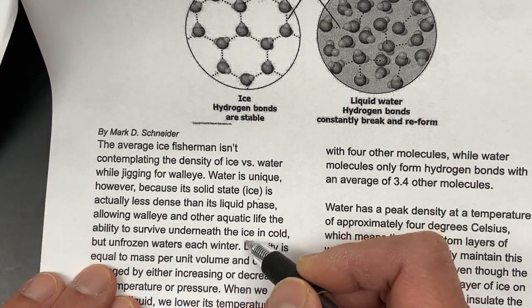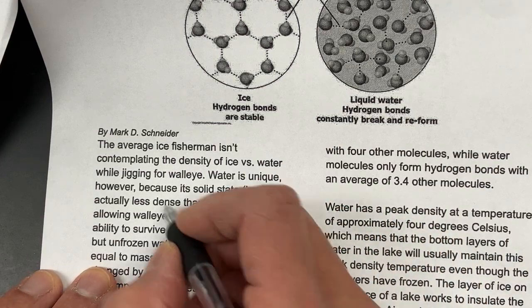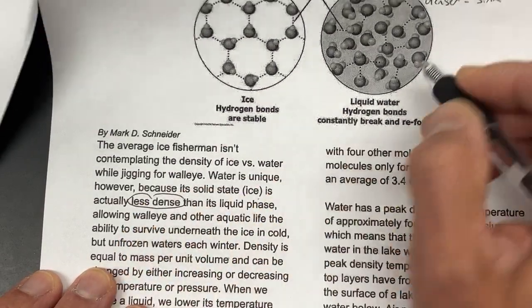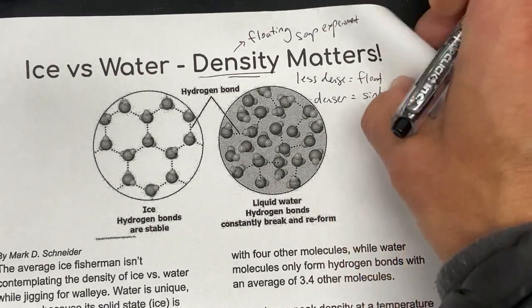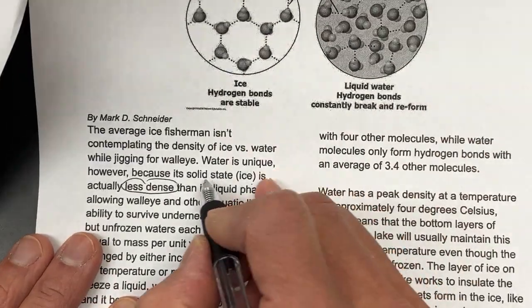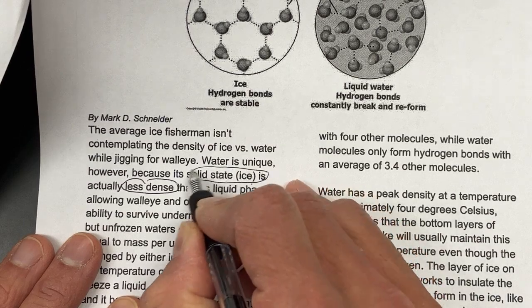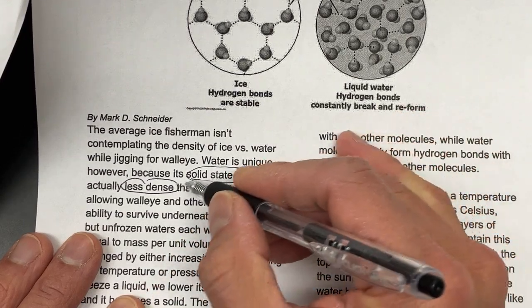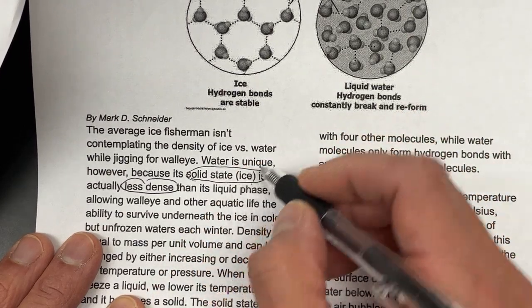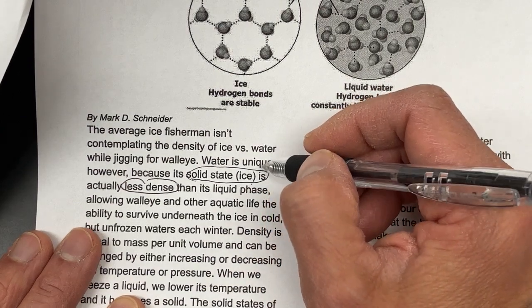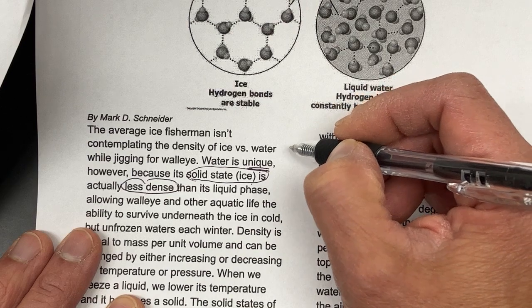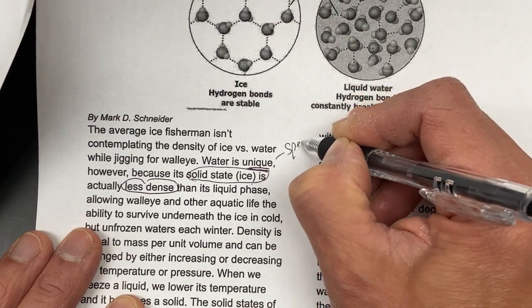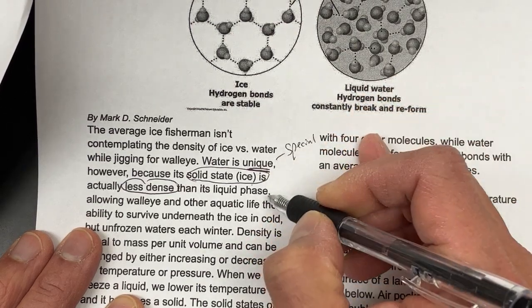So I'm seeing a couple things here. I just saw this less dense. Well, we wrote something about less dense up here. Remember, less dense is floating, and it says ice is less dense. So that's kind of odd. That's unique. Unique is special. Something special about water.